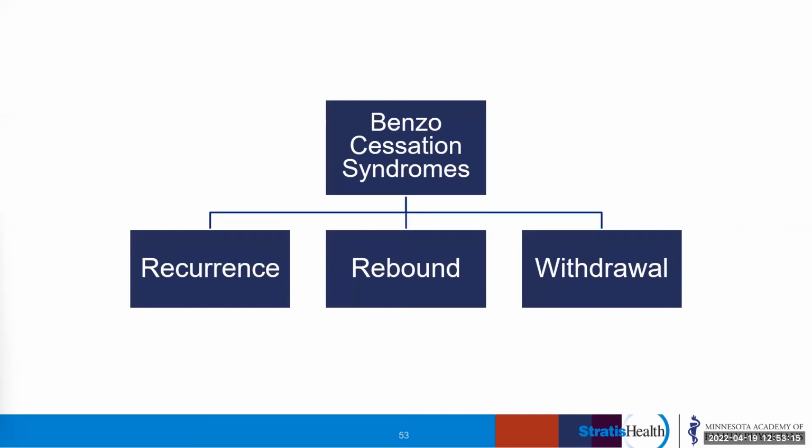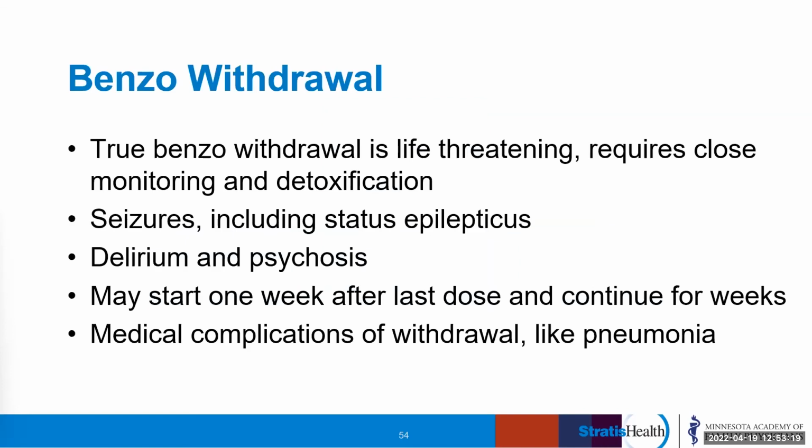When you stop benzos, there's three different things that can happen: recurrence, rebound, and withdrawal. True benzo withdrawal is life-threatening. These are your seizures. This is where you need to have monitoring. Most people aren't going to say, okay, we're stopping your benzos, let's see what happens. But in this patient we were just talking about, had they not disappeared off the face of the planet, it was like, do we have them get admitted to a higher tertiary hospital where they can at least monitor this, because we don't know what he's taking.